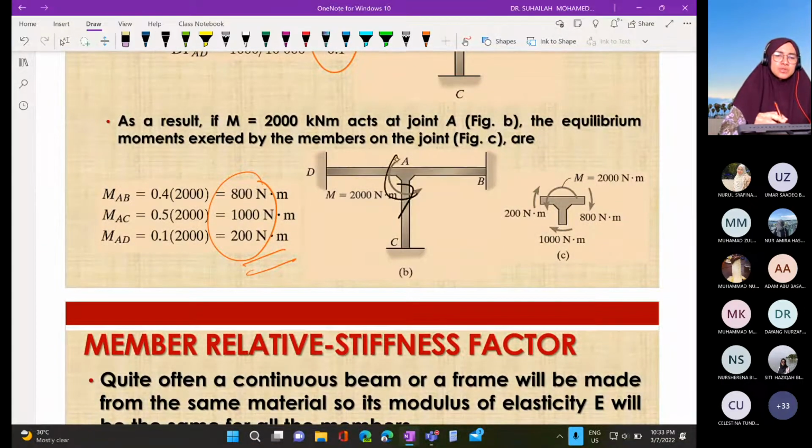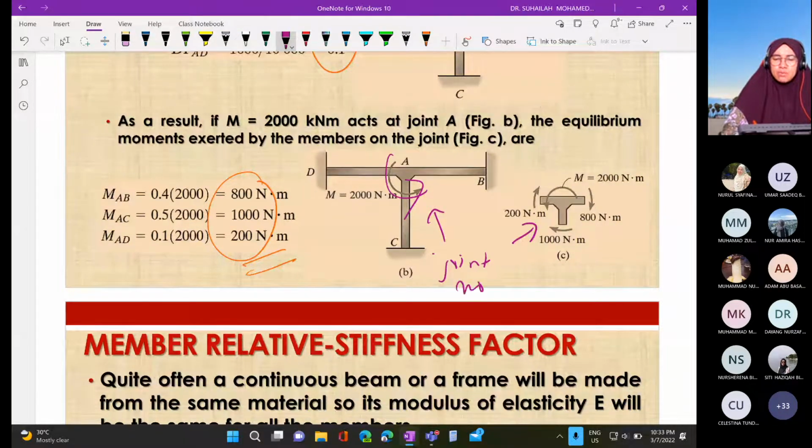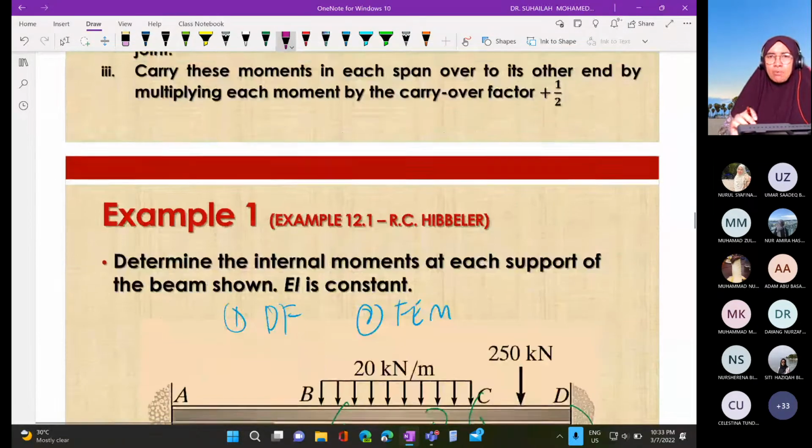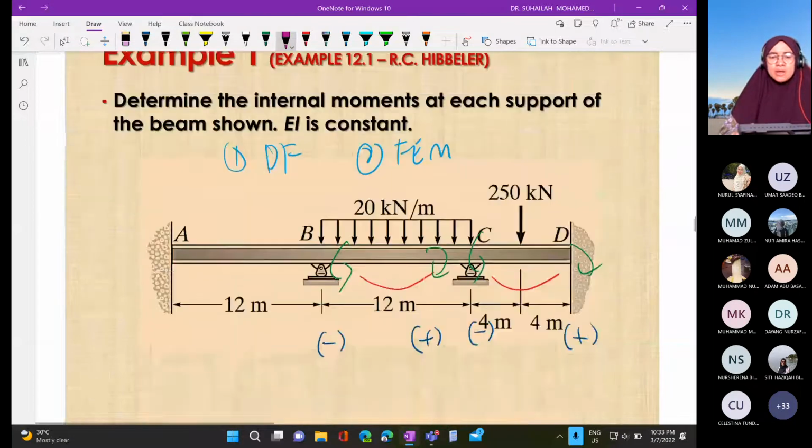This 2000 ni refers to joint moment. Ni. Joint moment. So this 2000 ni yang kita kali dengan distribution factor. Okay, so remember that fixed end moment is member end moment, the first member end moment in the table. But actually, the moment that we distribute is joint moment.